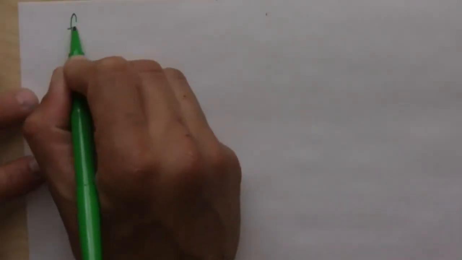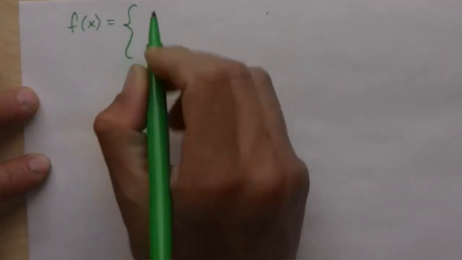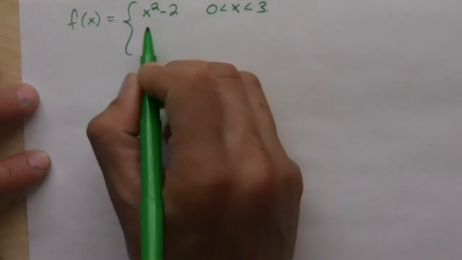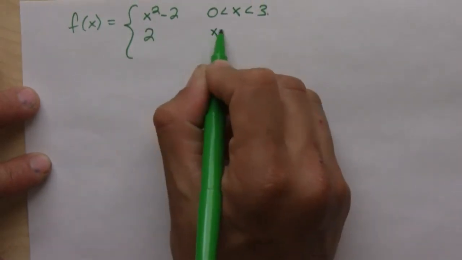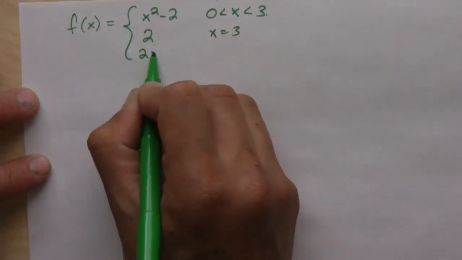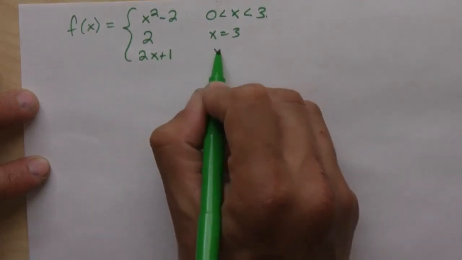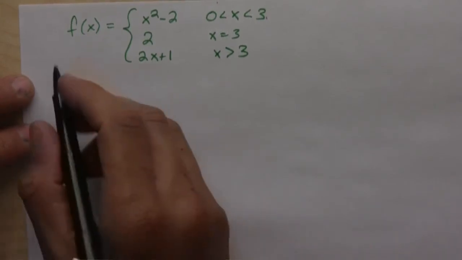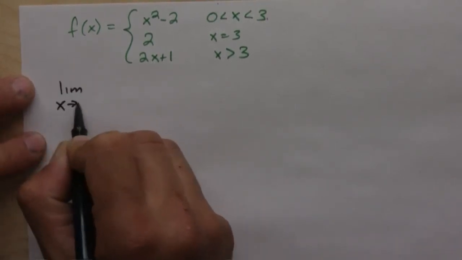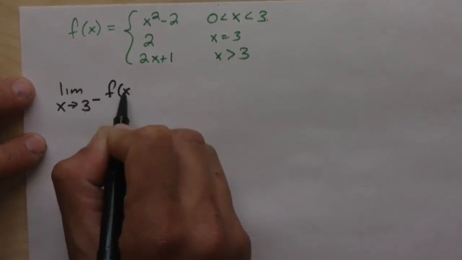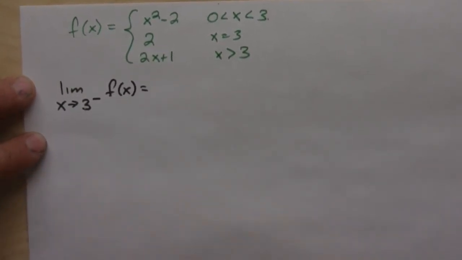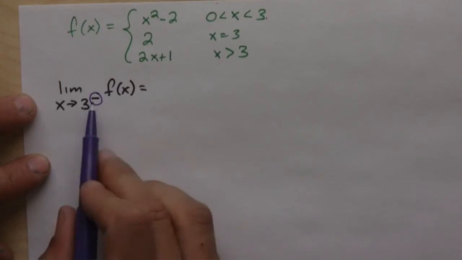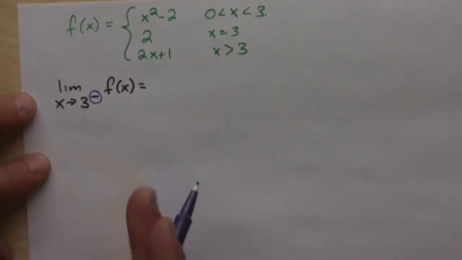So we have f of x is equal to x squared minus 2 from 0 to 3, 2 when x is equal to 3, and 2x plus 1 when x is greater than 3. Okay, so if I want to find the limit as x approaches 3 from the left, well, since I'm approaching from the left, what that means is that I'm looking at numbers that are less than 3.